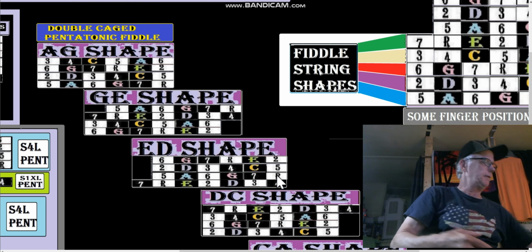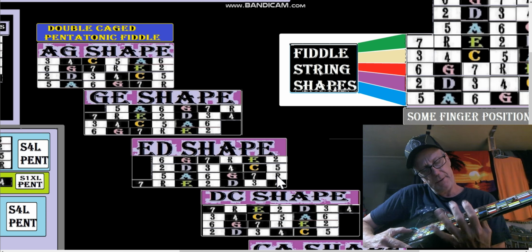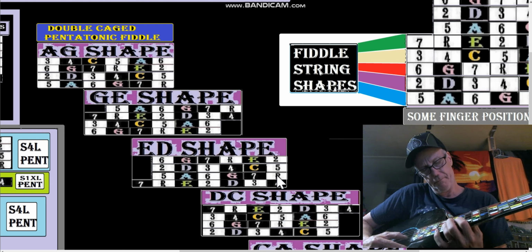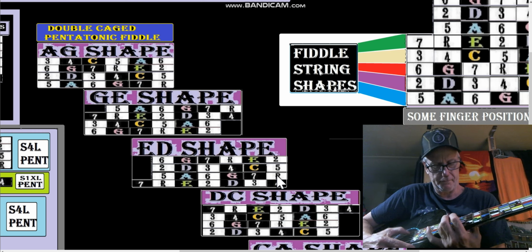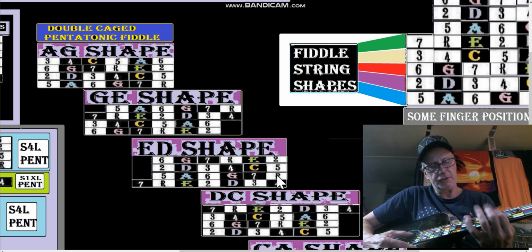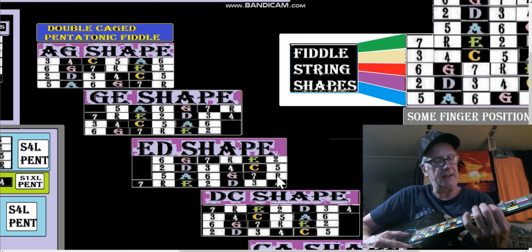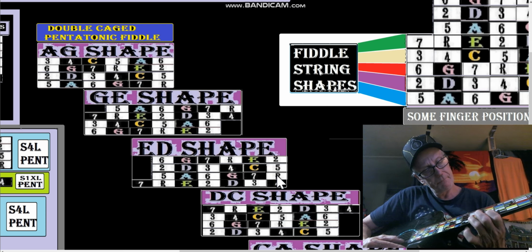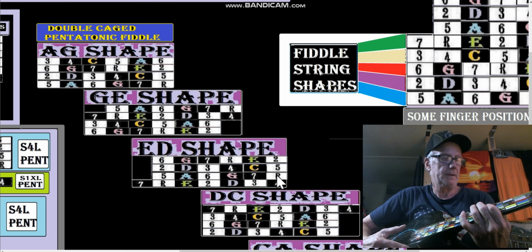Now with the guitar, if I wanted to play that, it sounds something like this. It would go... how did I know that? Just start from the root. Anywhere. I could even start it from the 2nd string. That becomes an A shape.